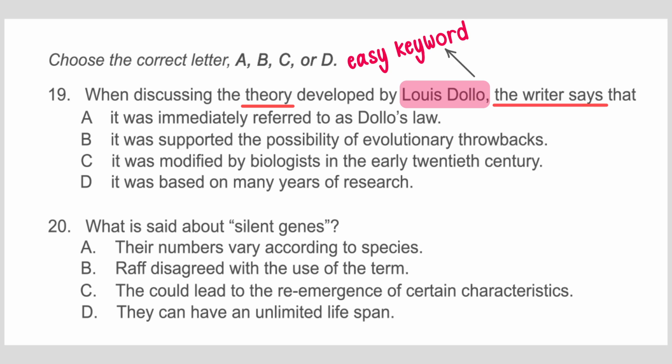And then number 20 is silent genes. Because it is written in quotation marks, it is a kind of easy word, because we have to look for this word, silent genes, in the text. And we definitely should not expect something as a synonym in the text, all right? Because it is a very specific word that is related to maybe a specific theory, etc. So we are pretty sure that we can find silent genes in the text.